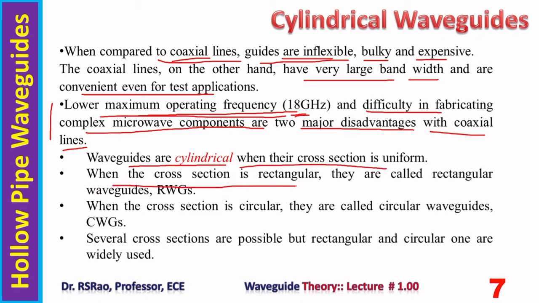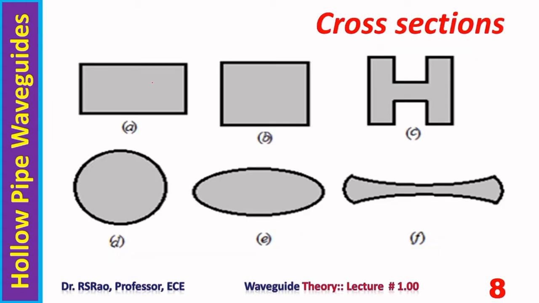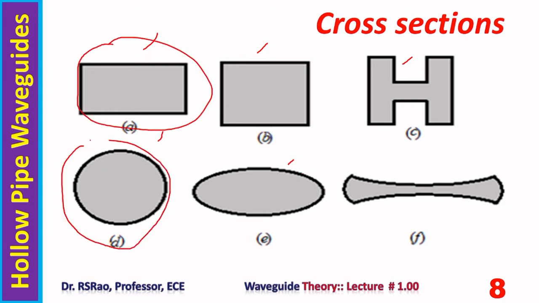When the cross section is rectangular, they are rectangular waveguides. When it is circular, they are circular waveguides. Several cross sections are possible, but rectangular and circular ones are the cross sections that are widely used. Various cross sections that are possible are: this is rectangular, this is square, this is circle, this is ellipse kind of thing, this is an H. Like this, different kinds are possible, but only rectangular and circular ones are widely used.